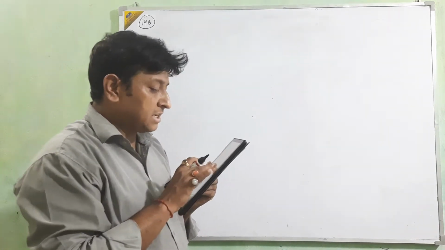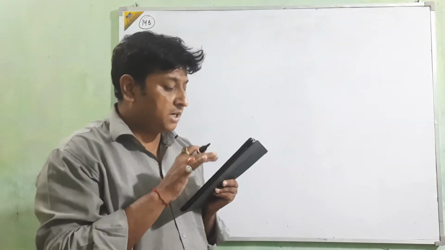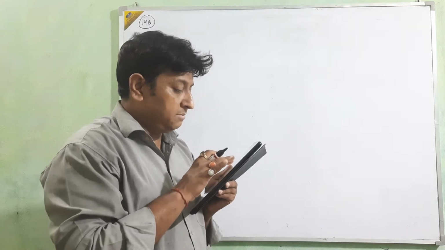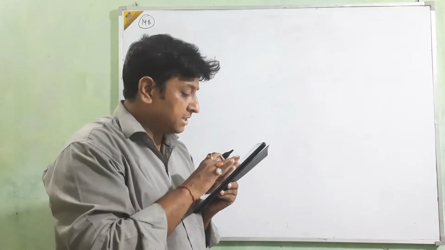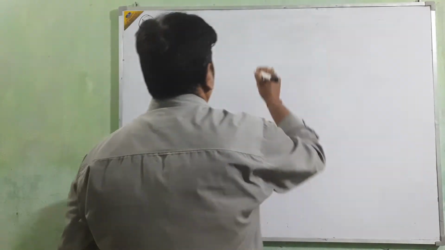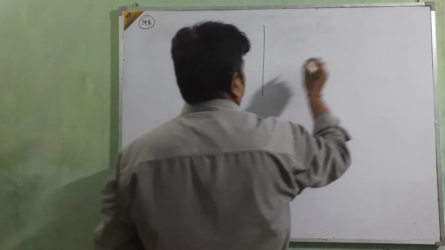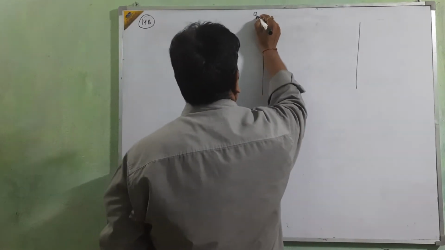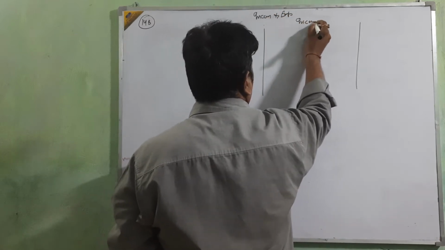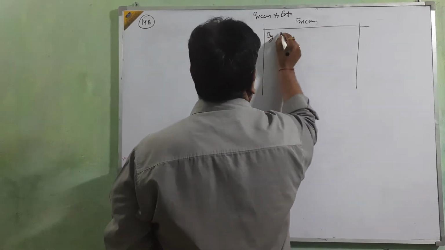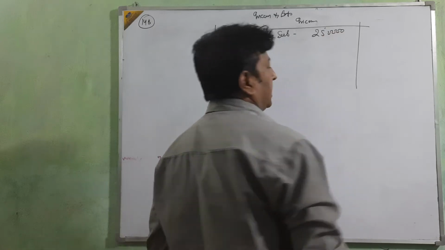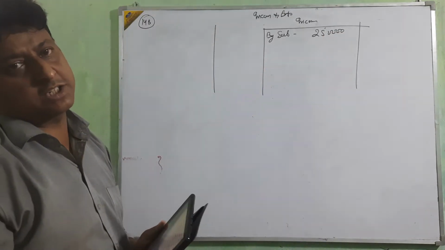Okay, beta. The subscription due but not received at the end of the previous year, last year, 21,000. And subscription received in advance for the same year, current year, 16,500. Okay. Now going to show in the income and expenditure account. By subscription 2,50,000, beta. Okay, 2,50,000 subscription.